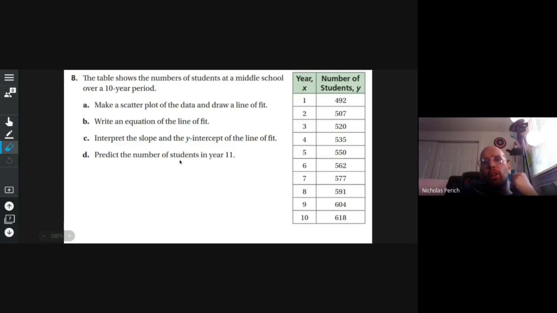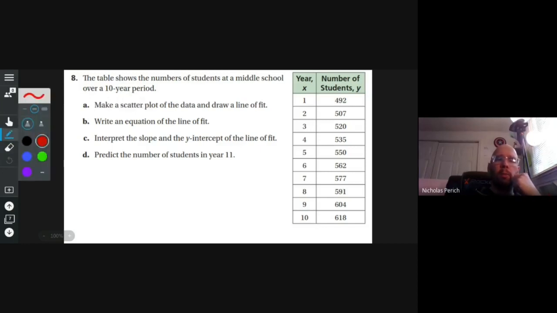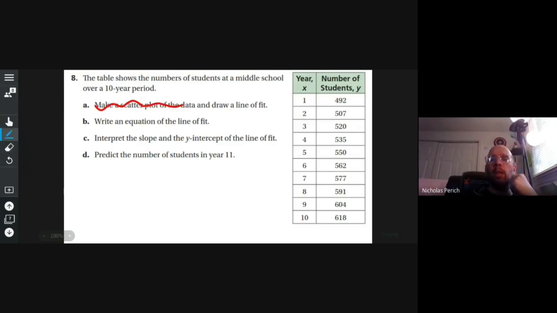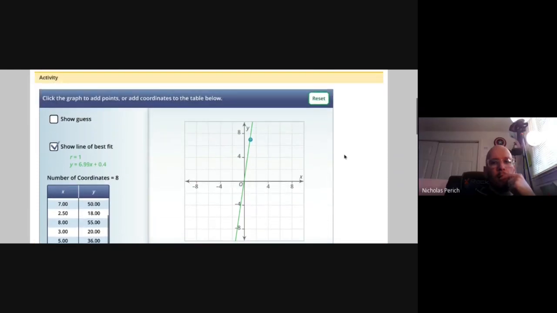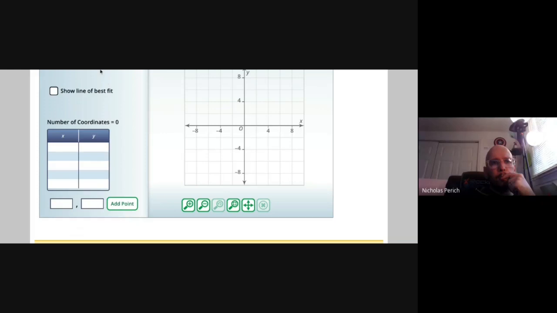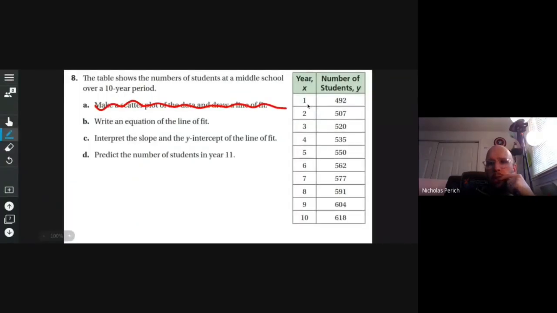The table shows the number of students at a middle school over a 10-year period. Make a scatter plot and draw a line of best fit. I'm not going to make a scatter plot. Let's just skip that. I already made my scatter plot for the day. Write an equation of the line of best fit. So let's go back to our website. Let's reset what we did. And I'm going to put these in.